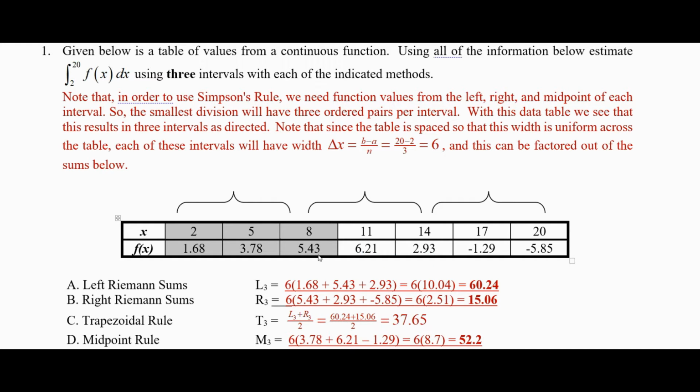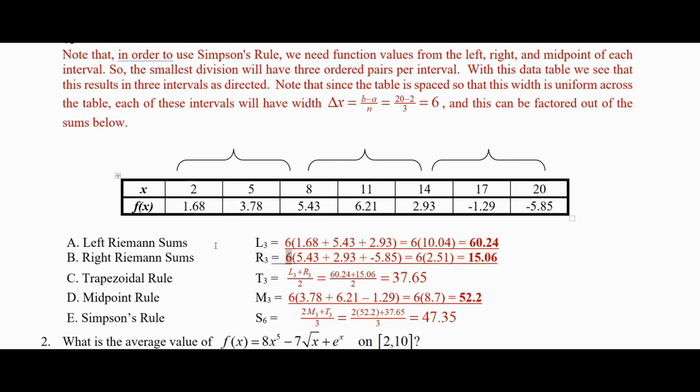Similarly, for the right Riemann sum, it's the same thing, but we go to the right side each time to get the heights. We still have a common width of 6, and we sum up the heights 5.43, 2.93, and negative 5.85. That sums to 2.51, times 6 is 15.06. The trapezoid 3 estimate is found by averaging the left and right 3 estimates. So add those two numbers together, 60.24 plus 15.06, divided by 2, and you get 37.65 for the trapezoid estimate.